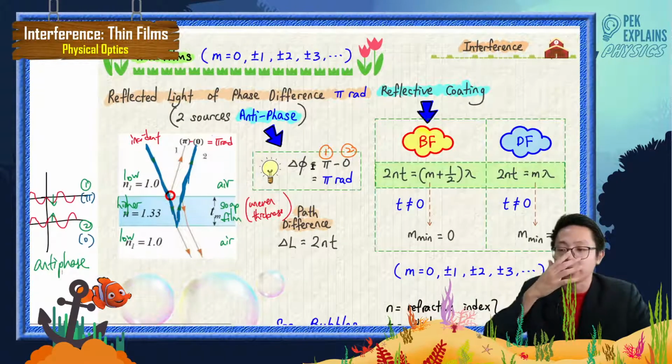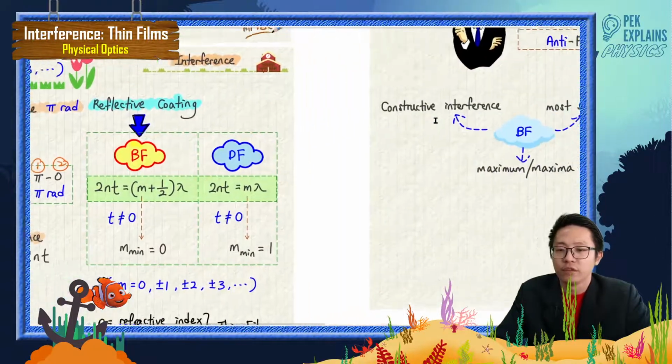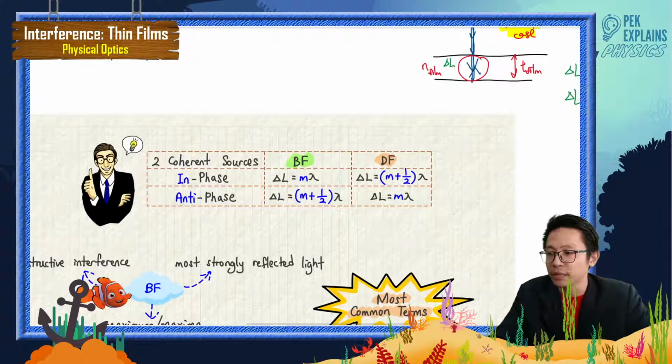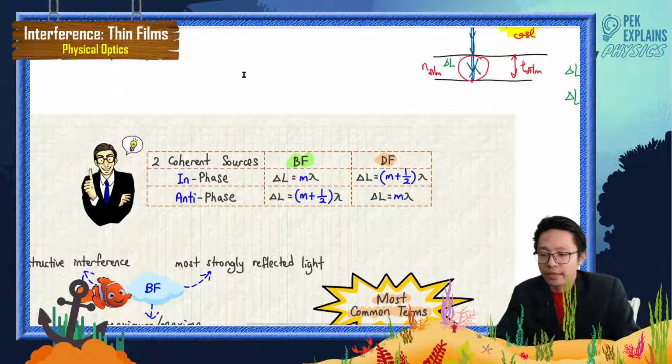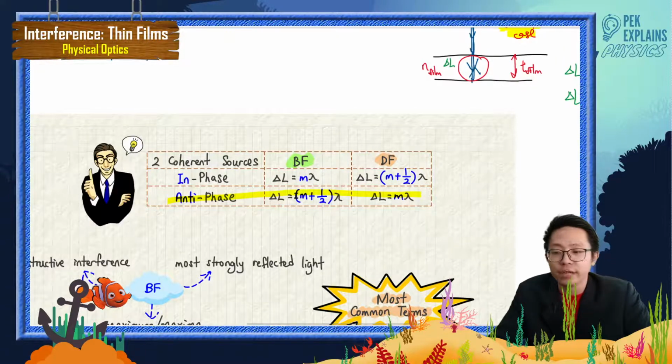So for the anti-phase category, let's remember this. For the bright fringe, delta is m plus half lambda. The dark fringe is m lambda. So it's opposite from the in-phase one. The m lambda used to be the bright fringe, now it becomes the dark fringe. The m plus half lambda used to be the dark fringe, now it becomes the bright fringe formula. They become inverted.